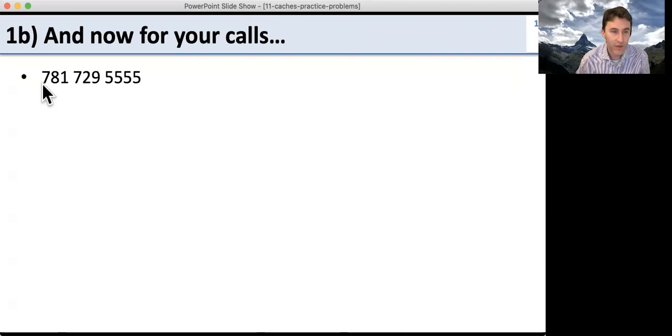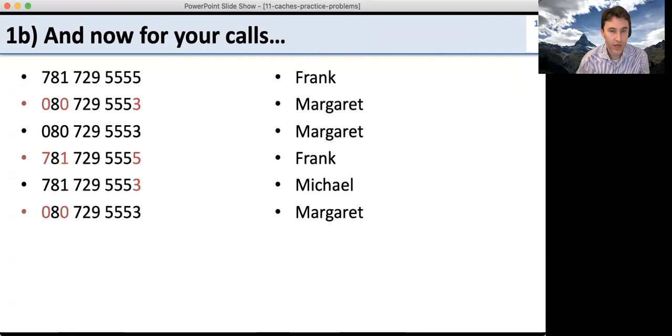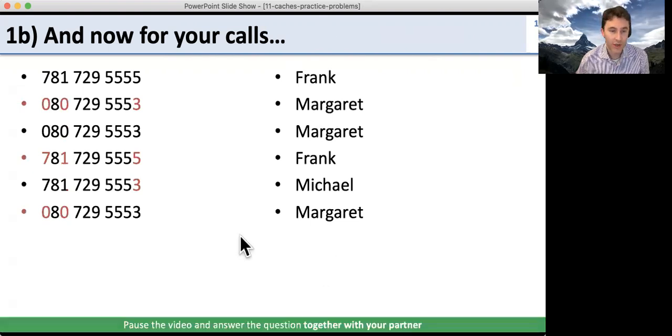So the first number is this one here, 781-729-5555. Go through your policy, figure out how that works in your sheet there, what you do with the drawers, what you do with the phone book, and run through it. After you've done that one, go through the rest of the numbers here. You should end up with these people who called, but work this out and figure out how much time it took. So go ahead, pause the video and do this together with your partner.